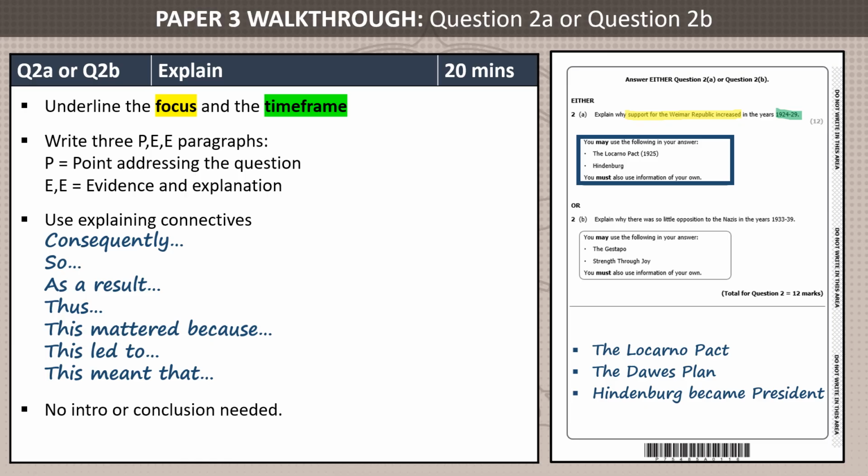My final tip here is that you don't need an intro or a conclusion in this kind of question, and there's really no need to give a balanced answer, for example, for and against, because you're not being asked to debate the pros and cons of something. You're just being asked to explain why something happened. So there's no need for a two-sided balanced answer.